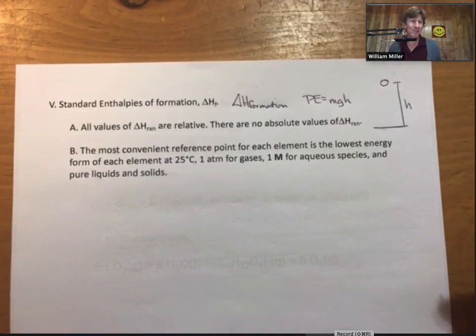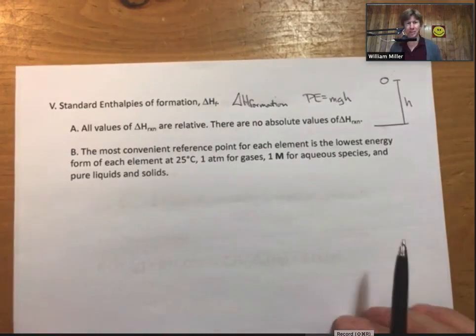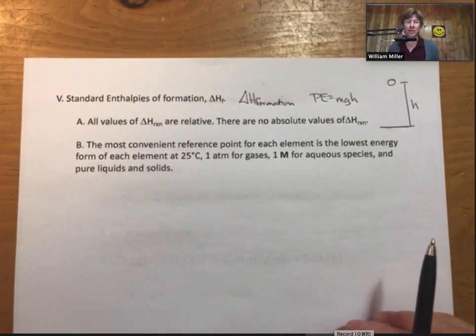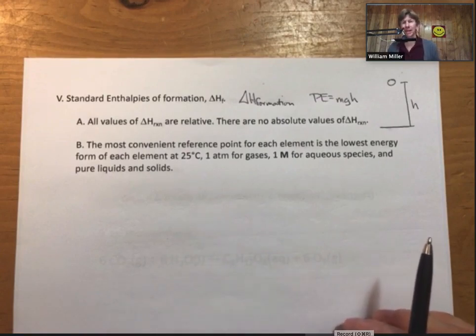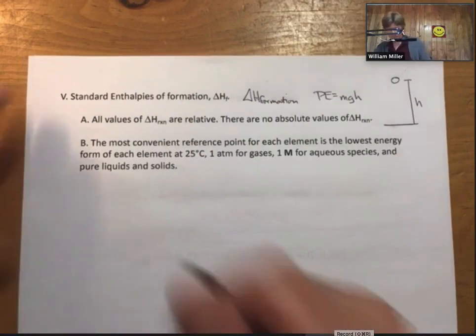And each element gets its own zero. Chemists and scientists in general have found that that's the easiest way to do it. And the most convenient reference point for each element is the lowest energy form of each element at 25 degrees Celsius, 1 atmosphere for gases, 1 molarity for aqueous species, and reference state of pure liquids and solids. What does that mean for us?